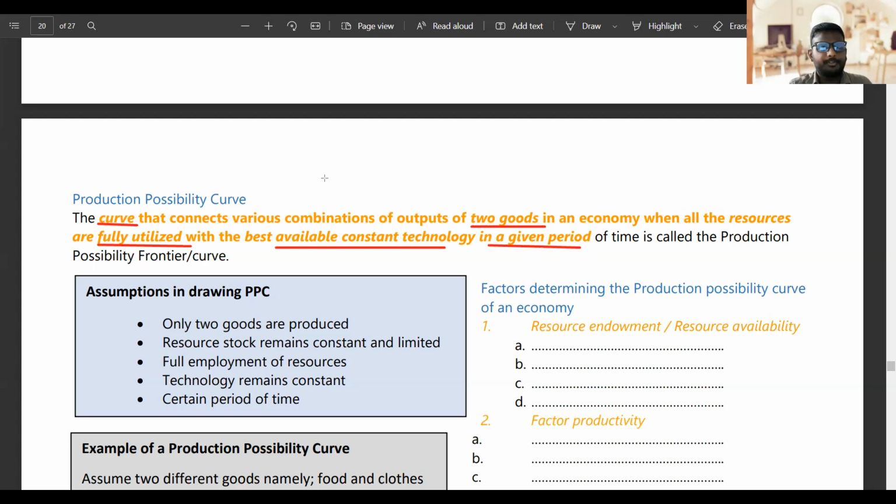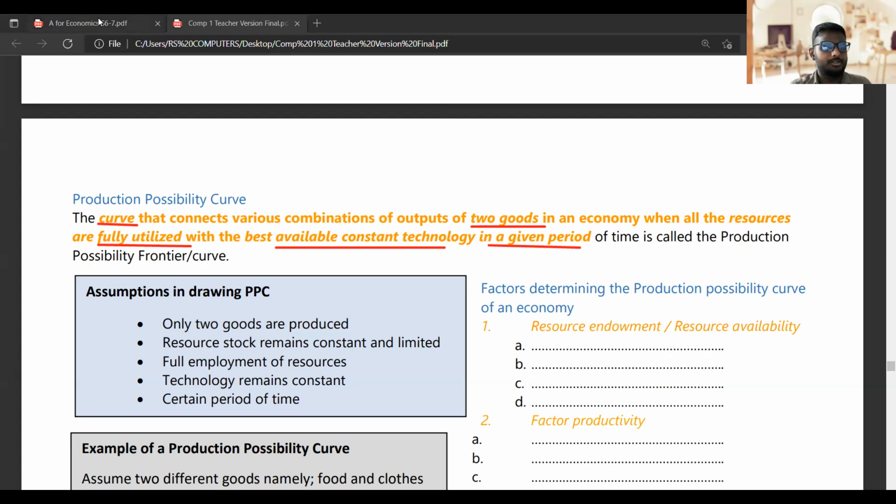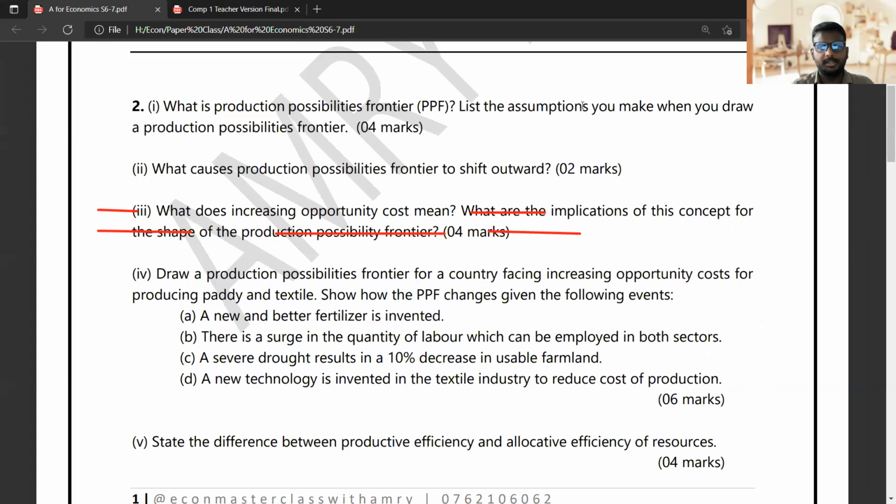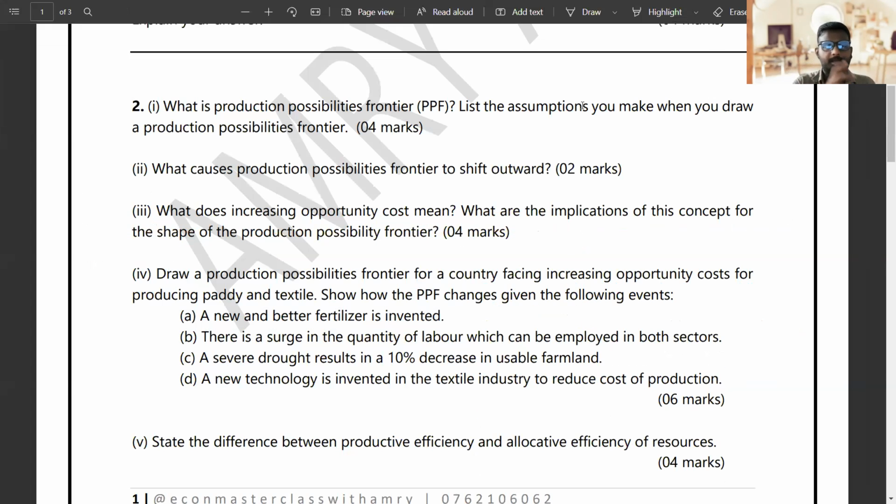Right. So that's the production possibilities curve, and then you give the assumptions also. They are just straightforward, direct theory. You just take them and write them. That's it. Nothing more, nothing less. Moving on to the next question. It's just a 2-mark question here.